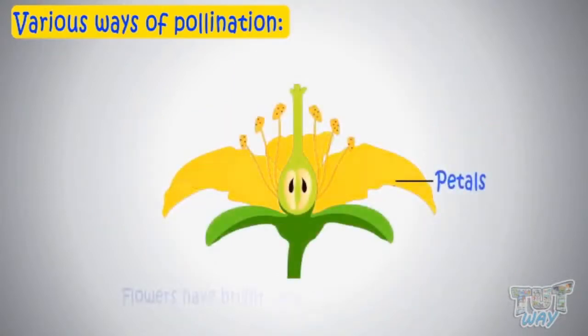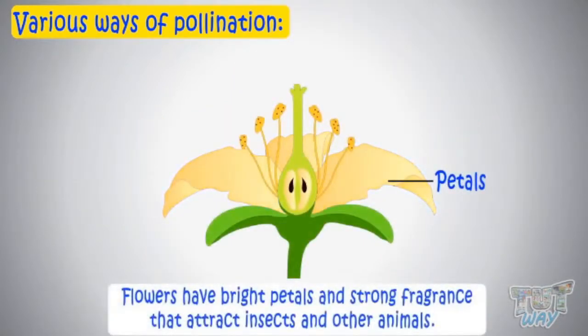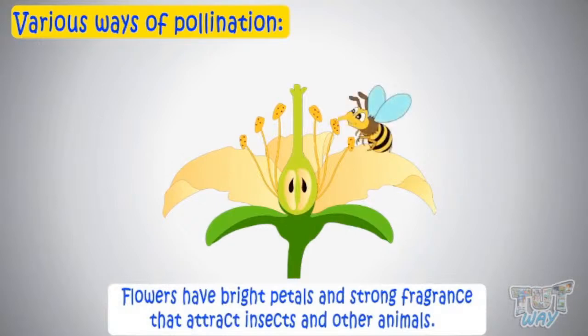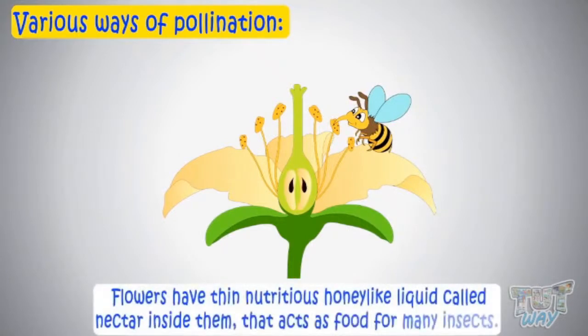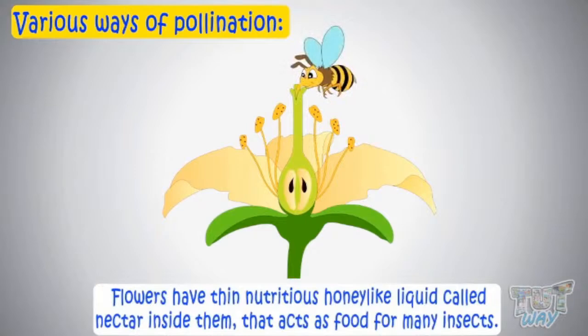Pollination is the process in which pollens are transferred from the anther to the stigma, thereby enabling fertilization in plants. Pollination occurs in various ways. Petals of flowers have bright colors and strong fragrance that attract insects and other animals.